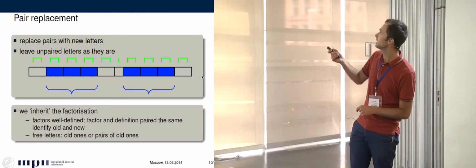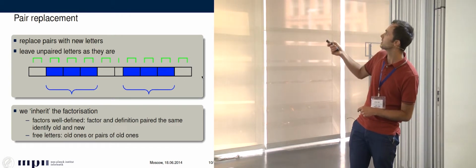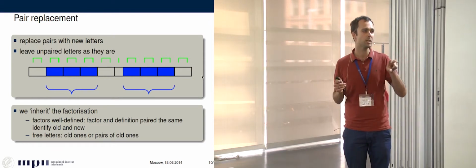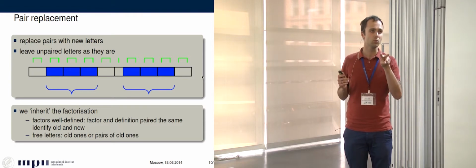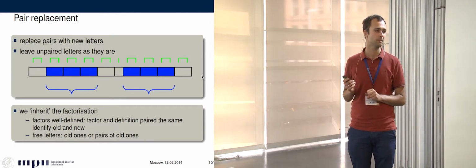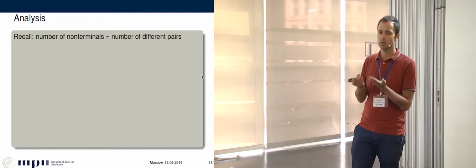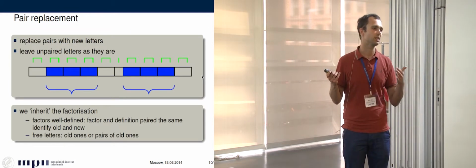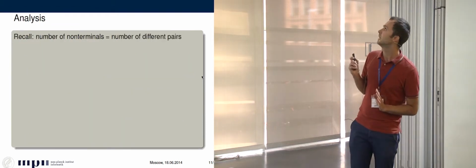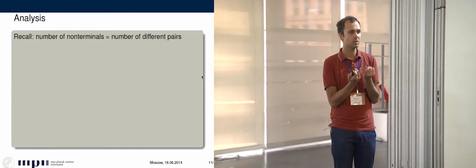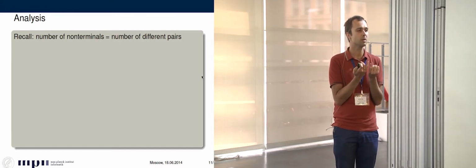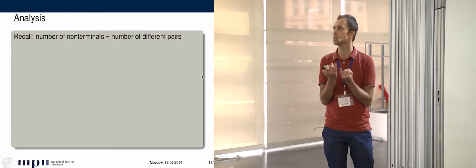And the free letters, well, there are two cases. This is the free letter which was just preserved, and this is the free letter which was obtained from two old free letters. It should be quite clear that you can make one such round in linear time if you do it properly. So the only thing that's left to say is the analysis: the number of different pairs that we actually consider.